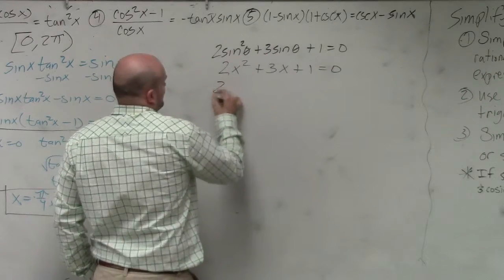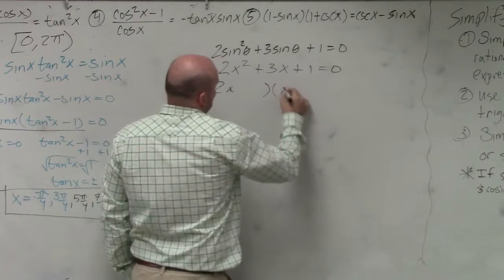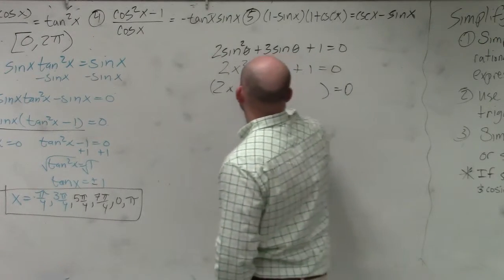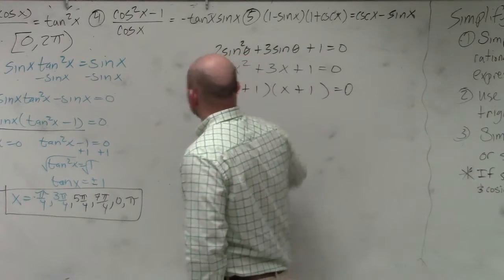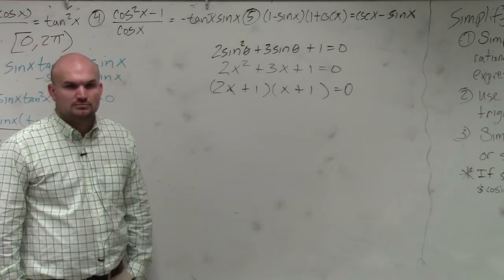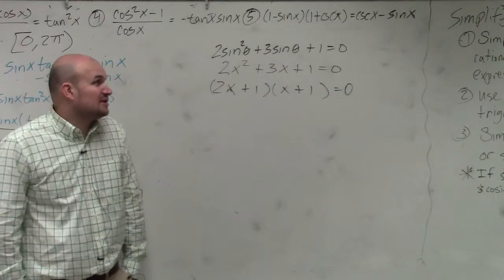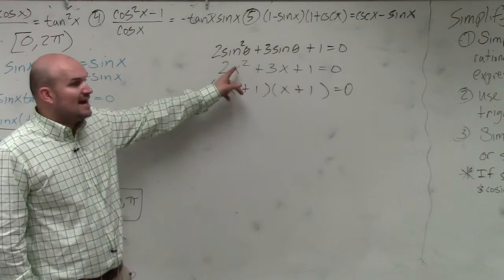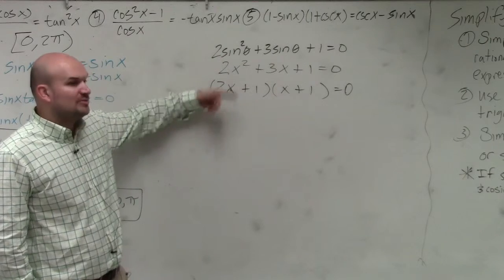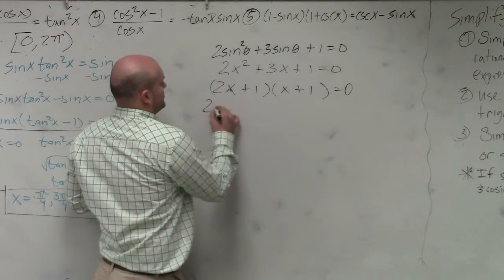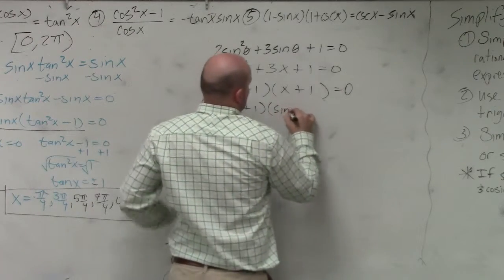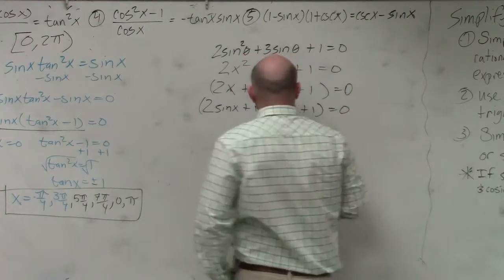Well, going back to your factoring skills, does that work? Yes. So now, since I replaced sine with x, I'm just going to go back and replace sine back in for x. So 2 sine of x plus 1 times sine of x plus 1 equals 0.